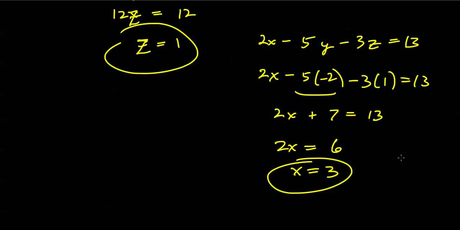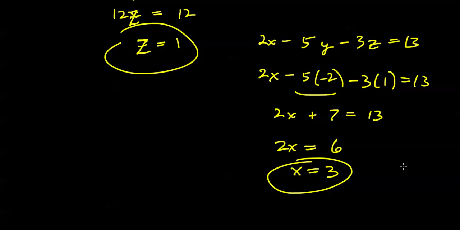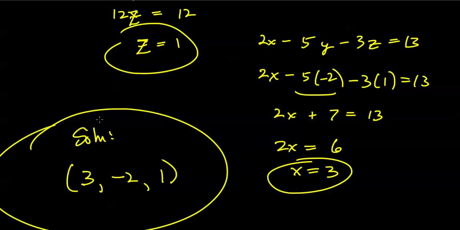Alright, so now I have a triplet. X is 3, y is minus 2, and z is 1. So my solution set is the ordered triplet: x is 3, y is minus 2, and z is 1. There's my final answer.